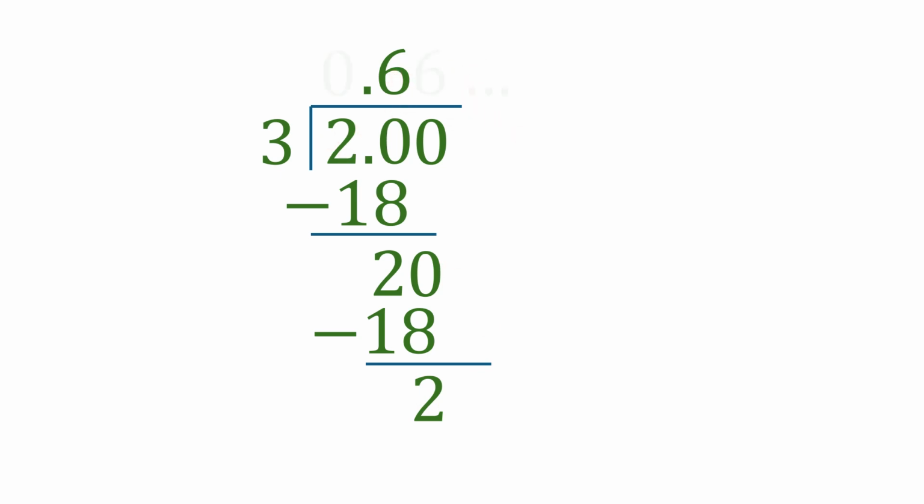So it will be 0.666 and so on. Or you can write it as 0.6 and then you put a bar on top. That means it is repeating infinitely. So that means 2/3 is equivalent to 0.6666 and so on.